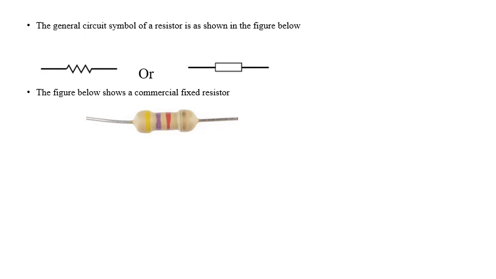The general symbol for a resistor is shown in the figure, and this is mainly shown in circuits for electronic components. And the other figure shows the commercial fixed resistor. That is the resistor that we normally use.